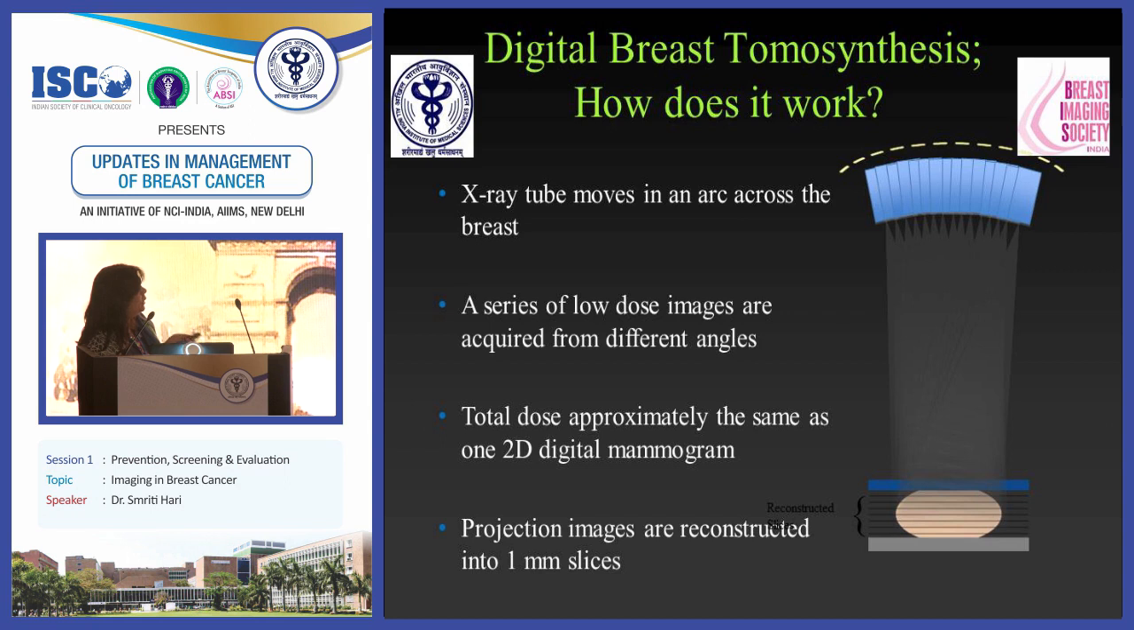So how does it work? It is a little bit like CT scan, where the detector goes all around the body. Herein, it goes in an arc. So there is movement of the tube when there is exposure. So what you get is a series of low-dose images, which are then reconstructed into a volume set, and you can see 1 mm slices.